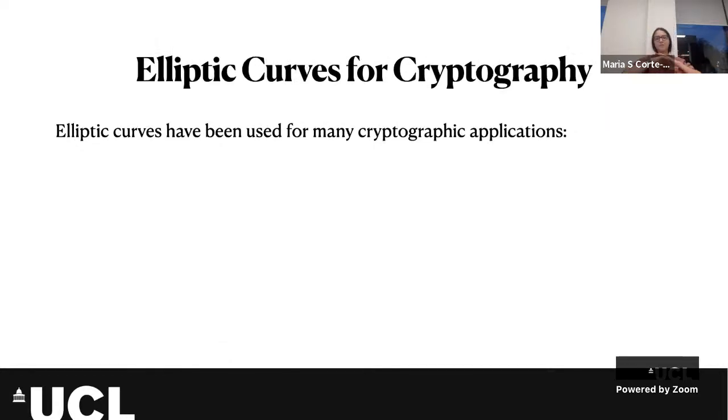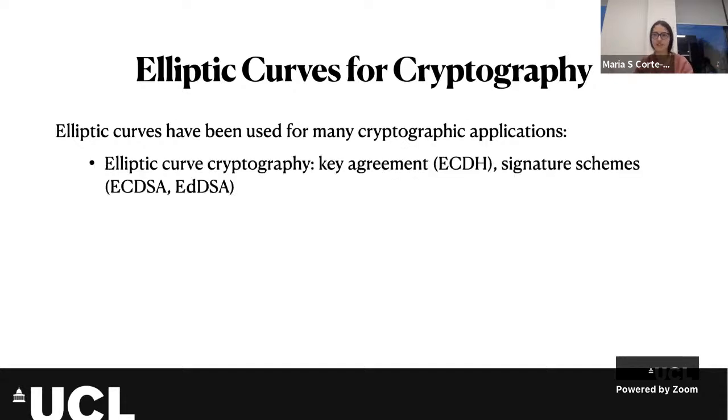A very important object in cryptography is an elliptic curve, and elliptic curves are used in many cryptographic applications. The first of these is elliptic curve cryptography. They've been used to create many signature schemes that are standardized and in use today, such as ECDSA and EdDSA, and also some key agreement schemes, which are used for confidentiality.